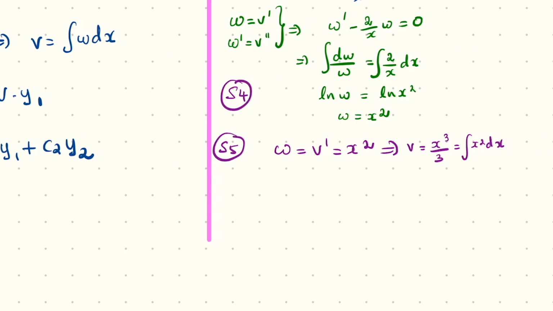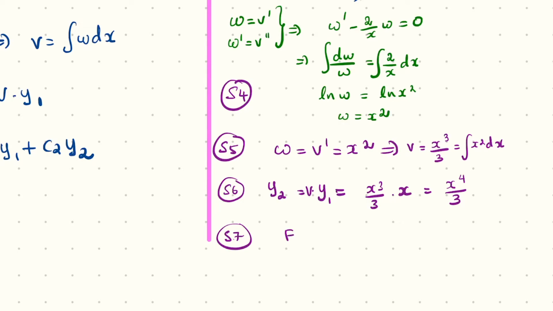If I do that, this next step gives me my y2, which is y1 times v. Let me write it down so that you can follow along. v is x cubed over 3, and y1 is simply x, so that's going to give you x to the 4 over 3. Again, this constant doesn't matter, so your fundamental set of solutions is going to be y1 and y2. y1 is x and y2 is x to the 4 over 3, and that's how we use the reduction of order method.